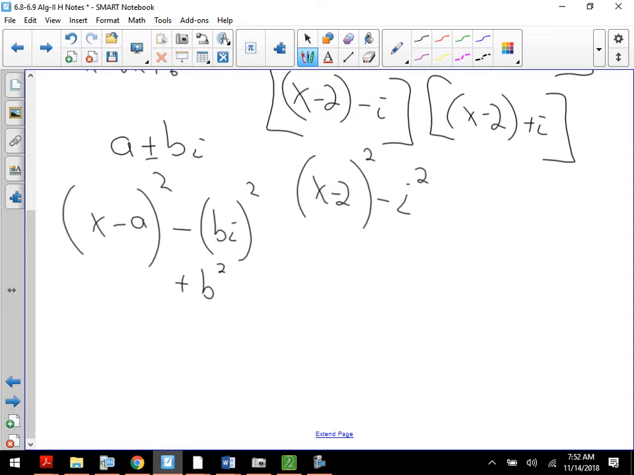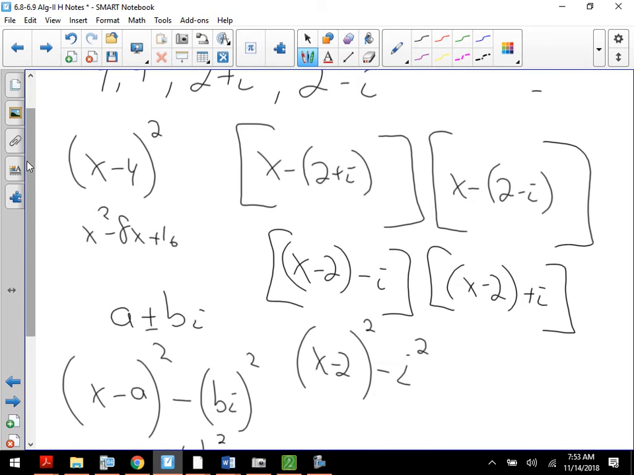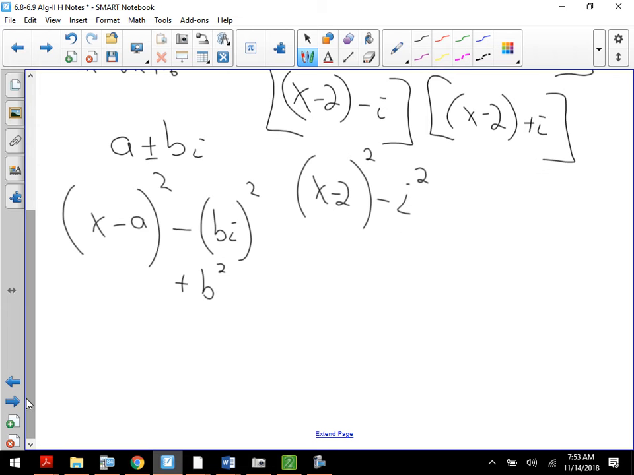So when you go through all of it, it's just going to wind up being the quantity x minus a, quantity squared, plus b squared. And that b value is whatever the coefficient is of I. Don't know if you noticed that, because I don't think you had one that had a coefficient. But here, if you FOIL that out, you wind up with x squared minus 4x plus 4 plus 1.